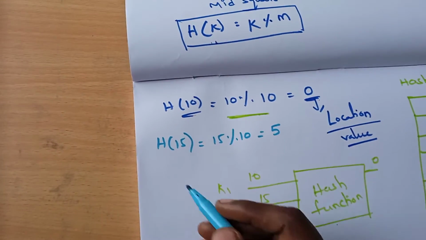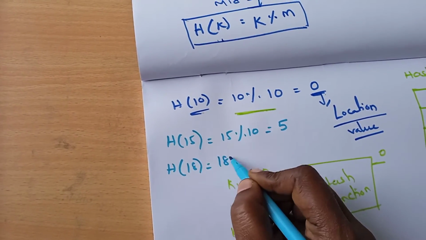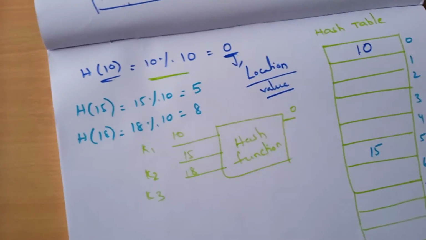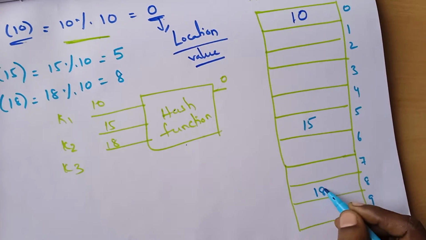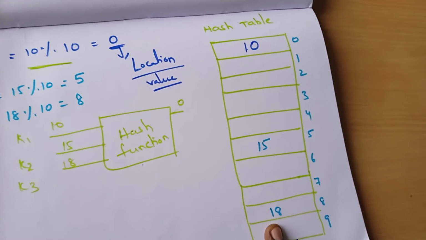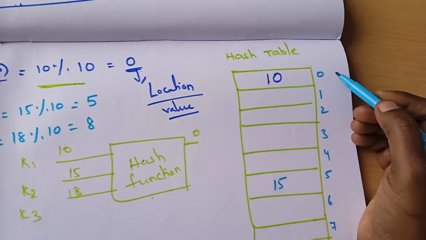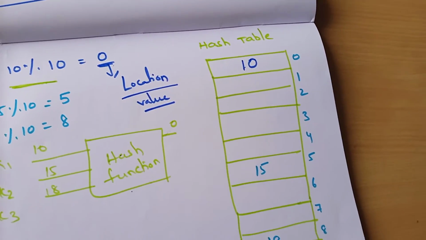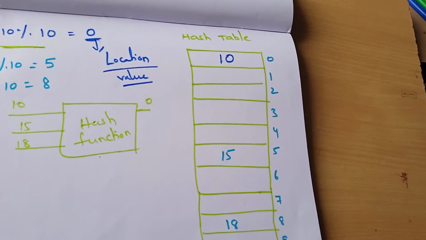Now the third, h of 18. 18 modulo 10, the answer will be 8. The remainder will be 8. So 18 should be available in the 8th location. So the hash table will consist of all these: these are keys and these are values. Value is referred to here as the location. So in this way we'll place the elements.